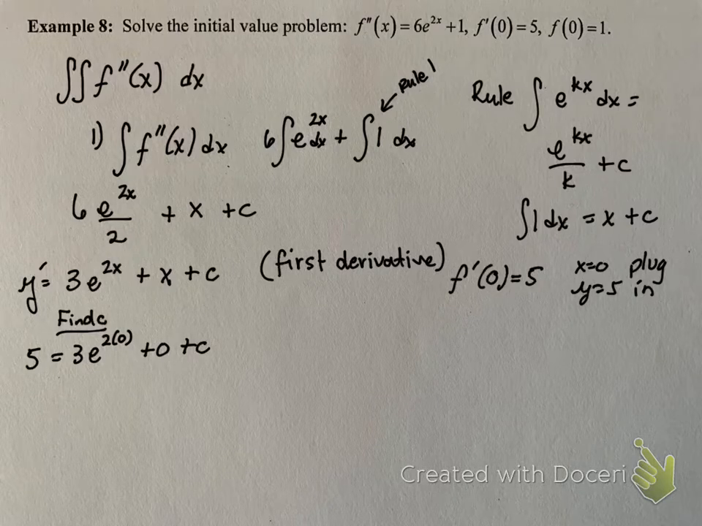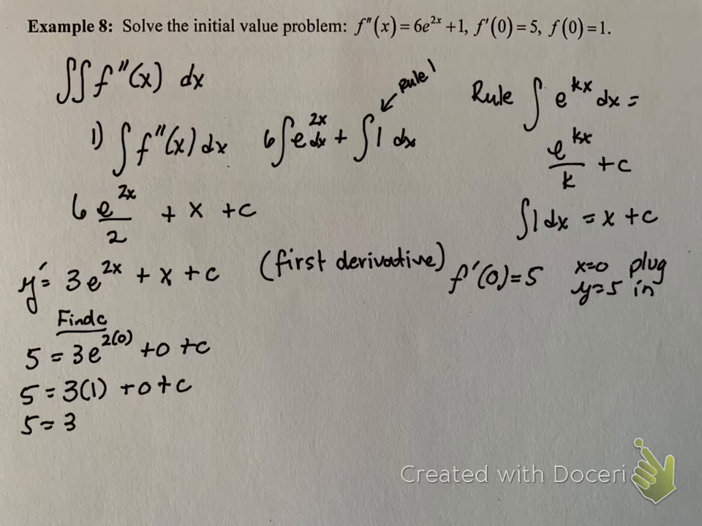Okay, so this becomes 5. On this side, it becomes 3. e to the 0, anything raised to the 0 power is 1. So I get 5 equals 3 plus c. Okay, c therefore equals 2.